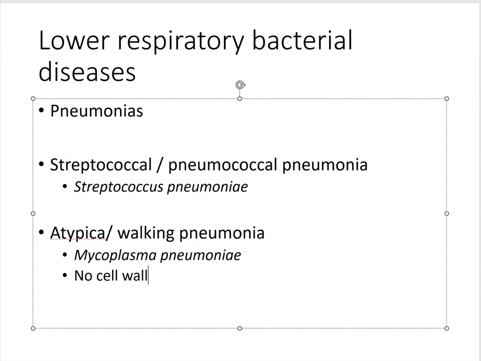So these atypicals cause a milder pneumonia generally, and it's just called walking pneumonia because the person with it can walk into a clinic, where someone with pneumococcal pneumonia might not be able to get up and walk around because they'd be much sicker.